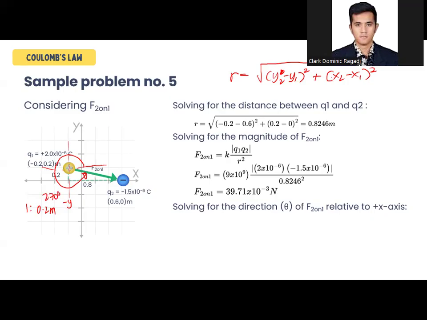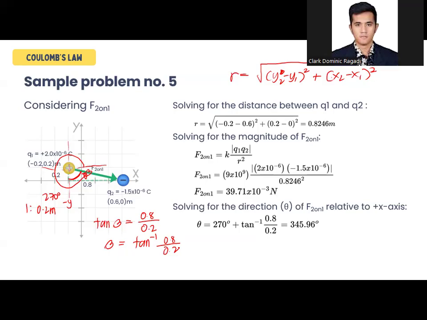And then to get the total angle direction, we need this angle. So we can still use arctan. Let's label this as angle beta. Tangent beta is equivalent to opposite over adjacent, that is 0.8 over 0.2. So beta is equal to arctan of 0.8 over 0.2. So we can write our angle theta as 270 plus arctan 0.8 over 0.2.